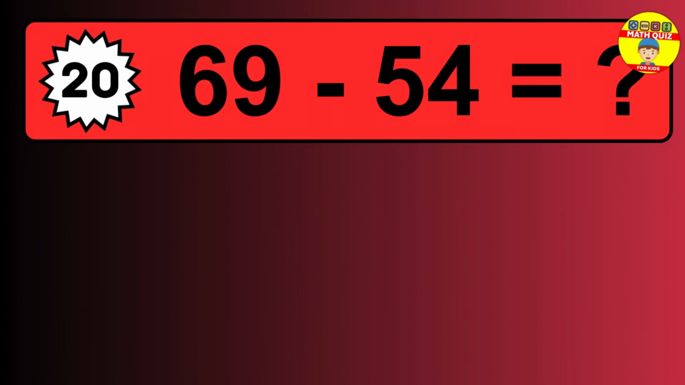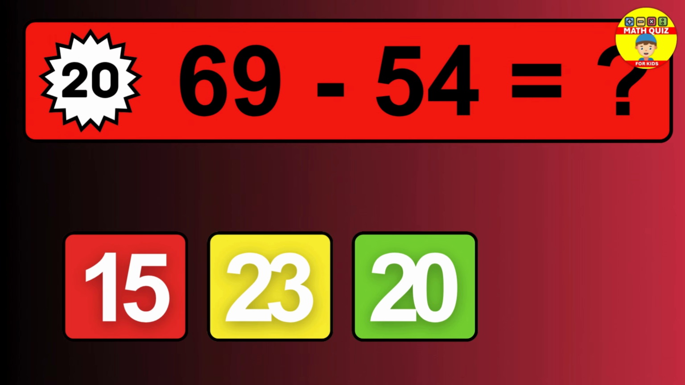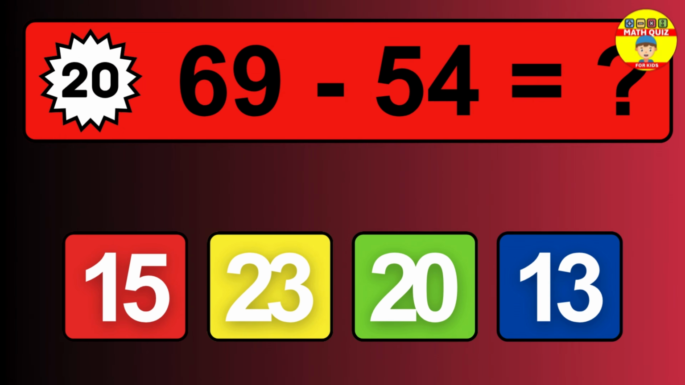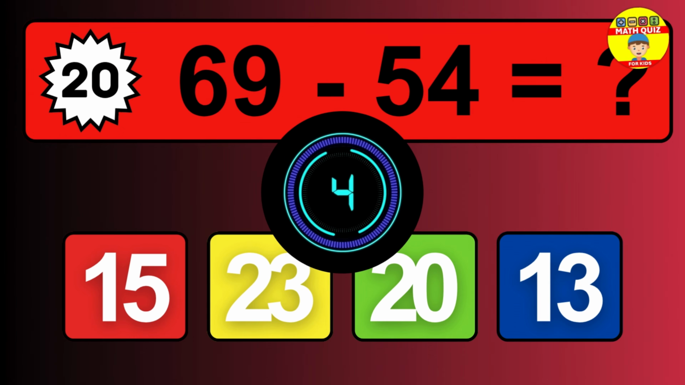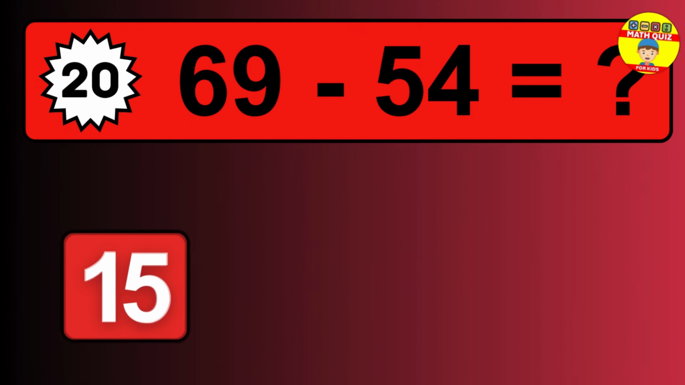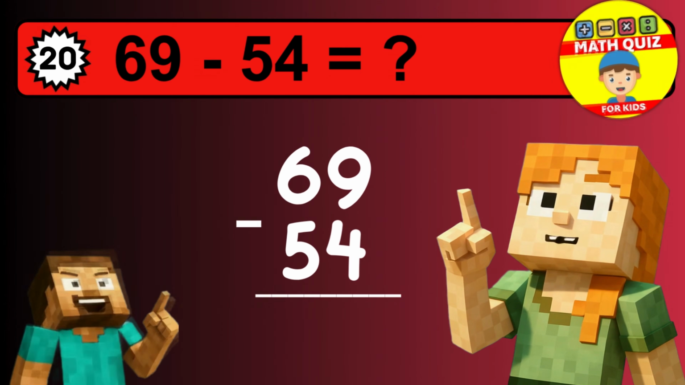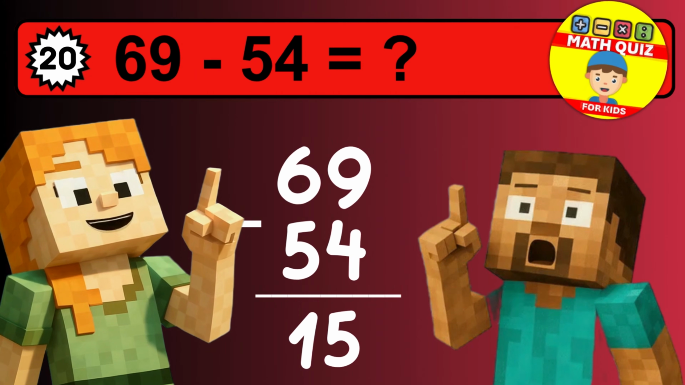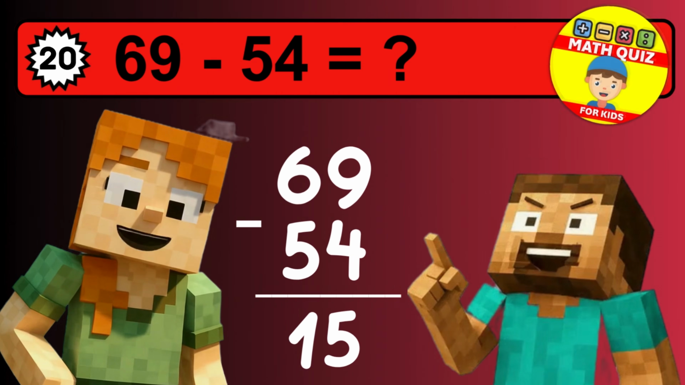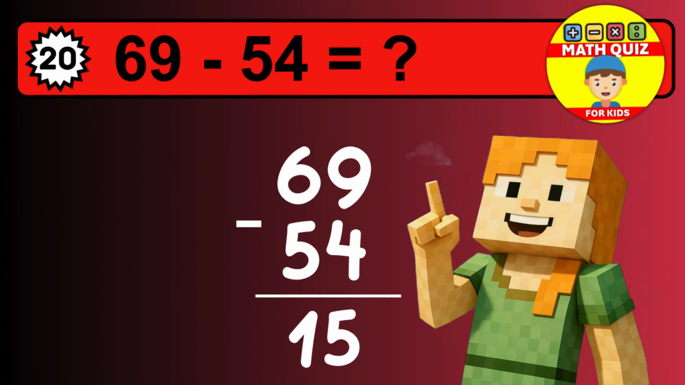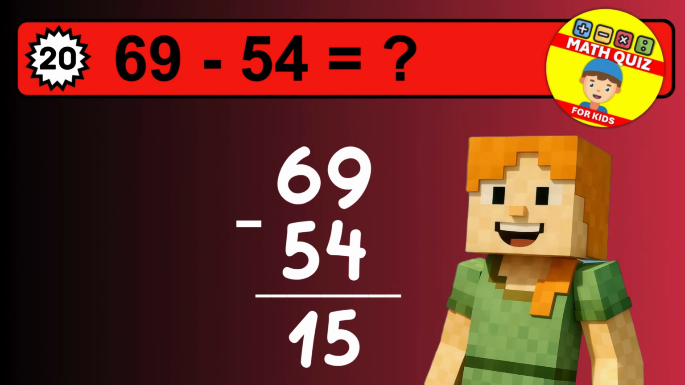What is 69 minus 54? Time to think. Let's solve this step by step. We start with the units. 9 minus 4 is 5. Then we go to the tens. 6 minus 5 is 1. The final answer is 15.